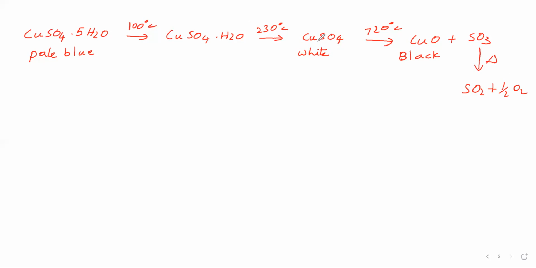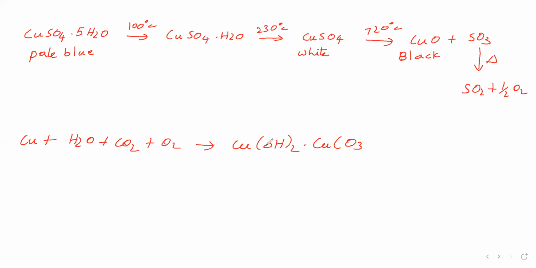Now, copper metal, when exposed to moist air, gets a green layer over the surface. Due to what? That we will see. Moist air contains water, carbon dioxide and oxygen. Now copper becomes cupric hydroxide and cupric carbonate.